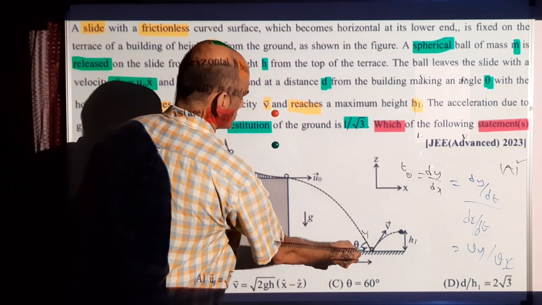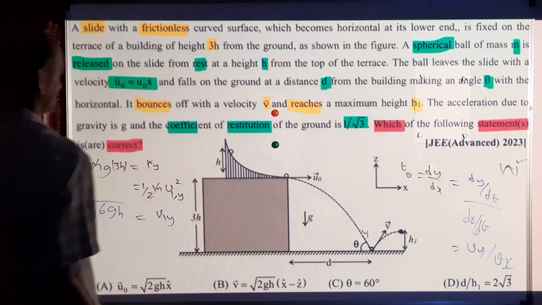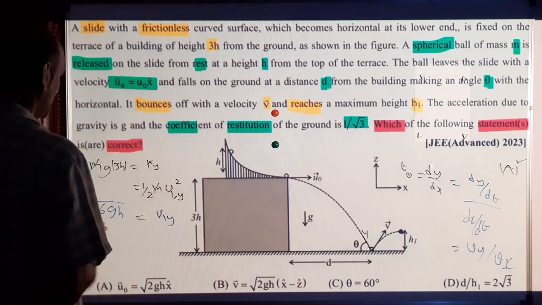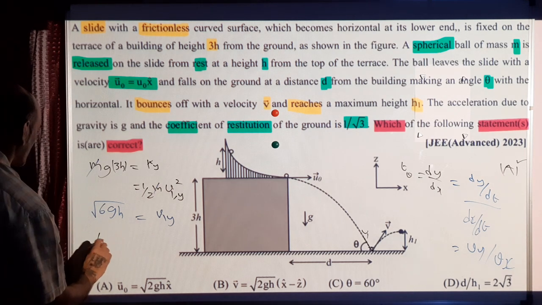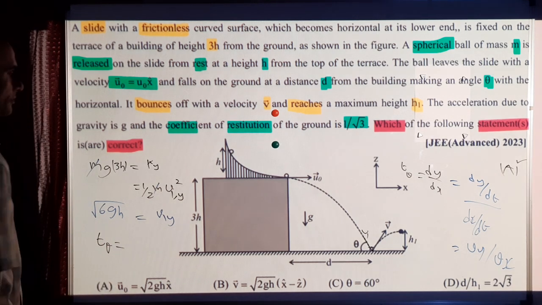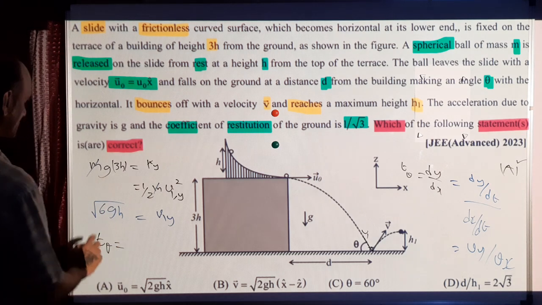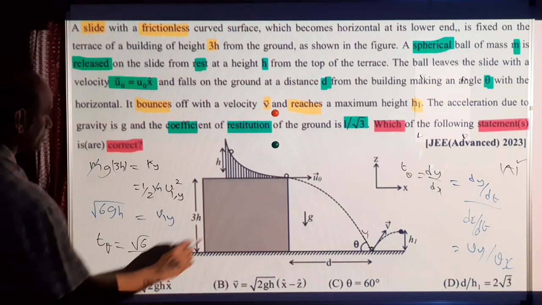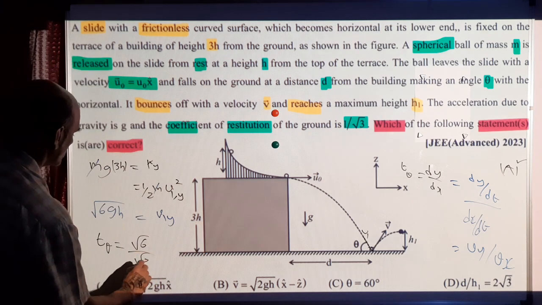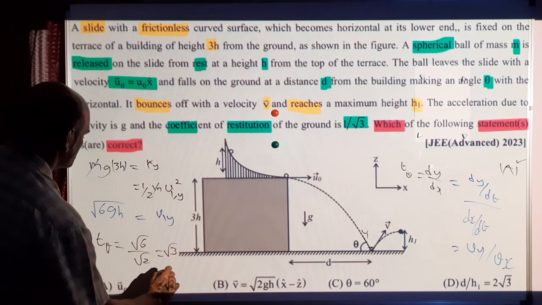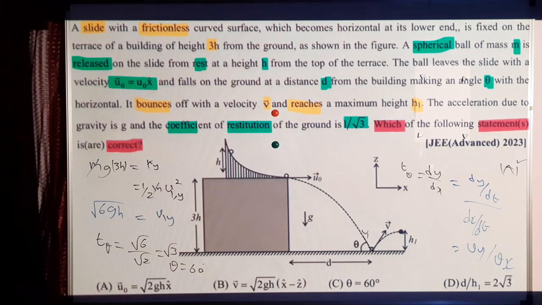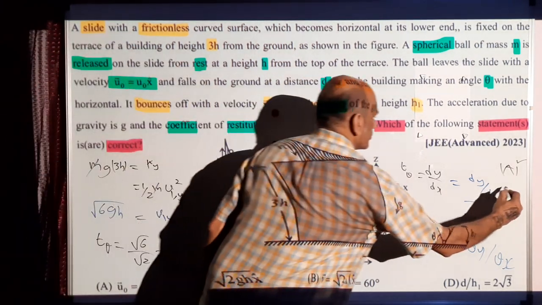So the vertical component velocity is known, and the horizontal component is the same as u naught, which is root 2gh. So tan theta is the vertical component velocity root 6gh over the horizontal u naught, root 2gh, so root 3. That means theta is 60 degrees. So option C is also correct.